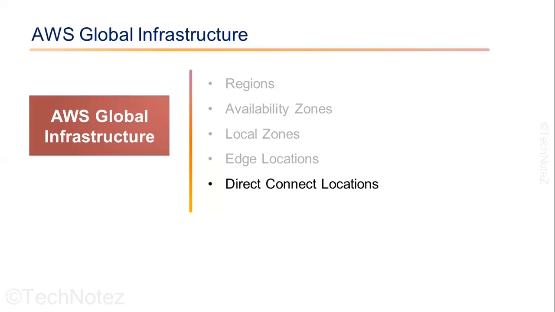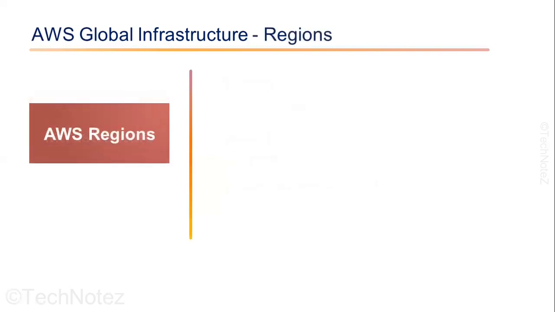So don't worry if you are not aware of any of these components. We will talk about these components in detail and we'll see how you can utilize these core components of AWS global infrastructure to host your applications on the cloud. First, let's talk about the AWS region.